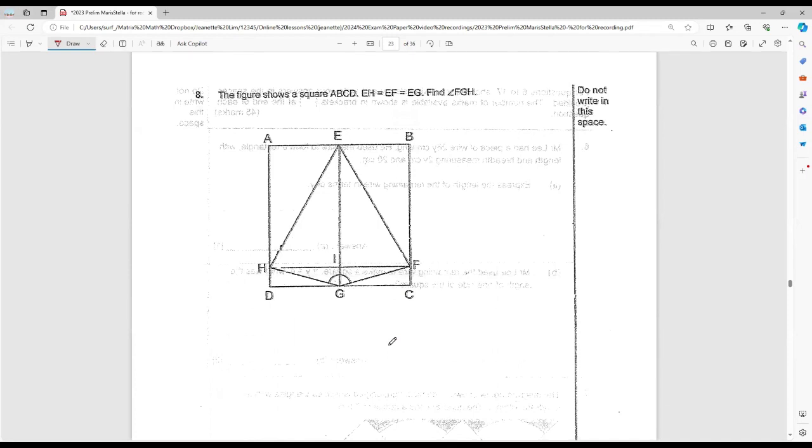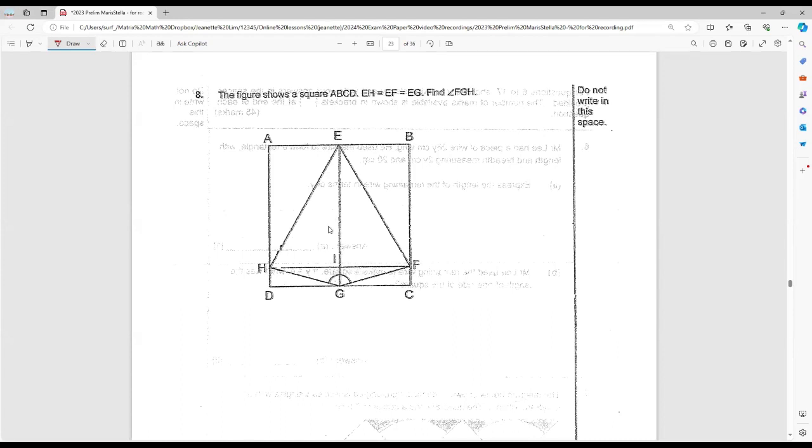Question number 8. This is a question that schools like to test. Whenever you see this question, first thing, they're going to give you an equilateral triangle and a square. But of course, check. So let's read the question. Here it shows a square. A square has all sides the same. And then you have more equal lines. Find angle FGH. This angle marked out here.